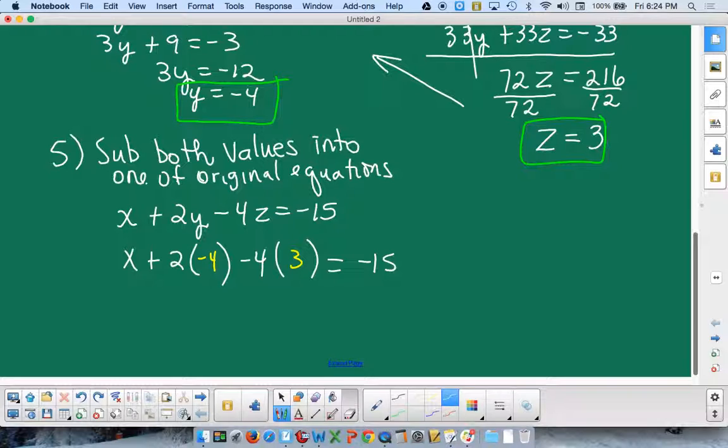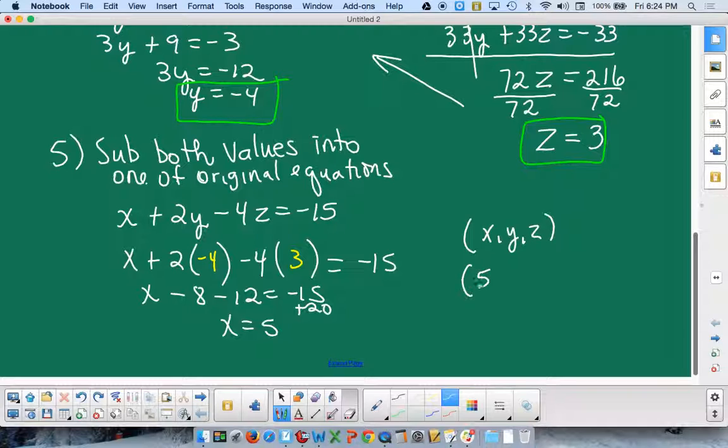So at long last, that's x minus 8 minus 12 equals negative 15. That's really 20, so if I add 20 to the other side, I'm going to come up with x equals 5. And I have reached my solution. Once again, since our answer is an ordered triple, you solve for 3 variables. You need to write your answer in the form x, y, z. And so we would go, in this case, x is 5, y is negative 4, and z is 3. And we have found our final solution.